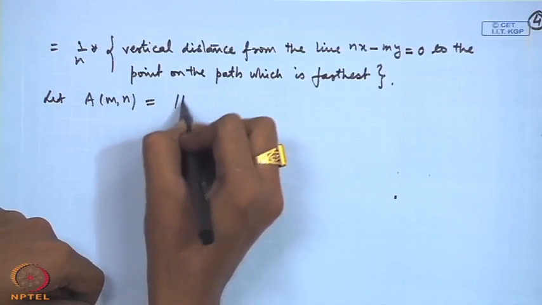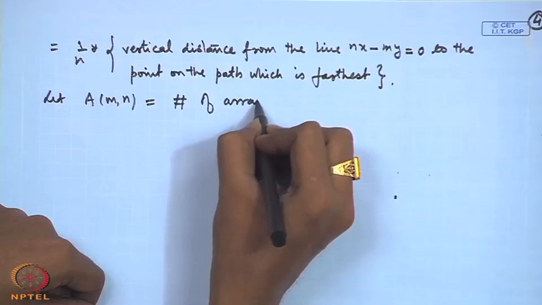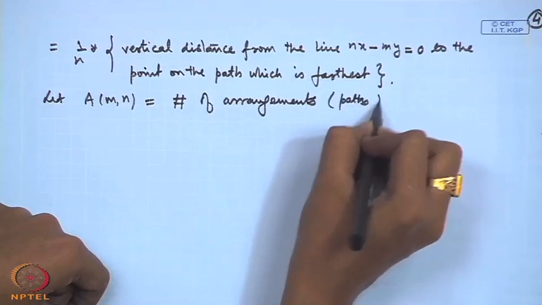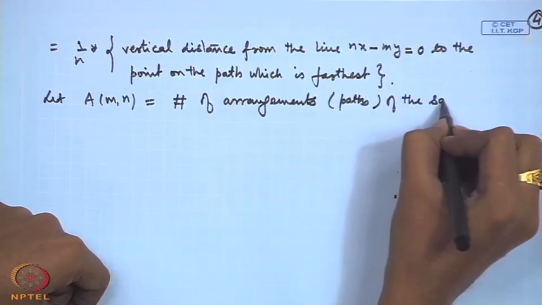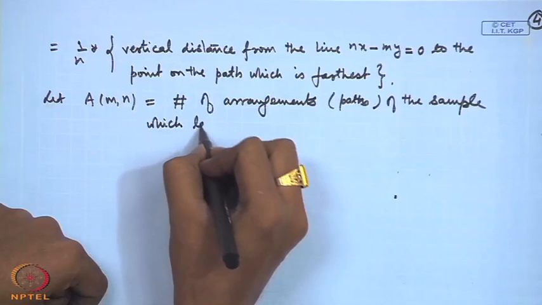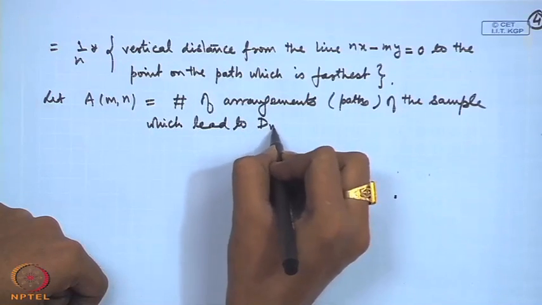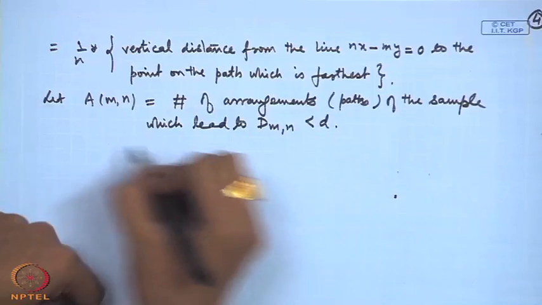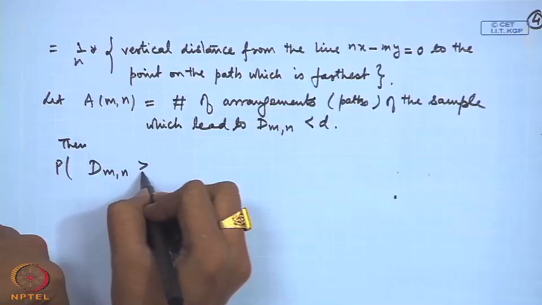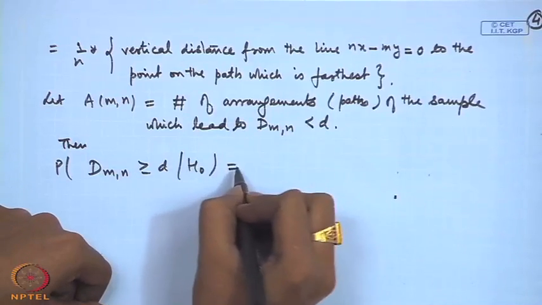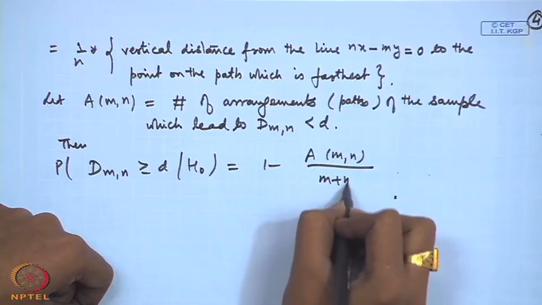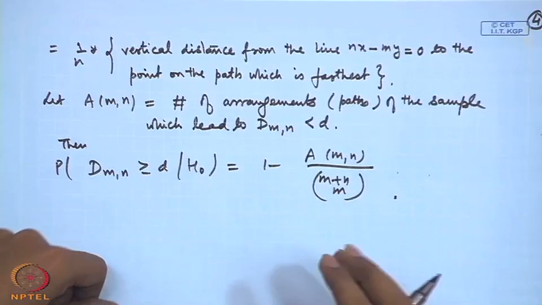So, amn is the number of arrangements, that is paths of the sample, which lead to dmn less than d. Then the probability of dmn greater than or equal to d under H naught is equal to 1 minus amn divided by (m plus n) c m, because (m plus n) c m will be all the paths.